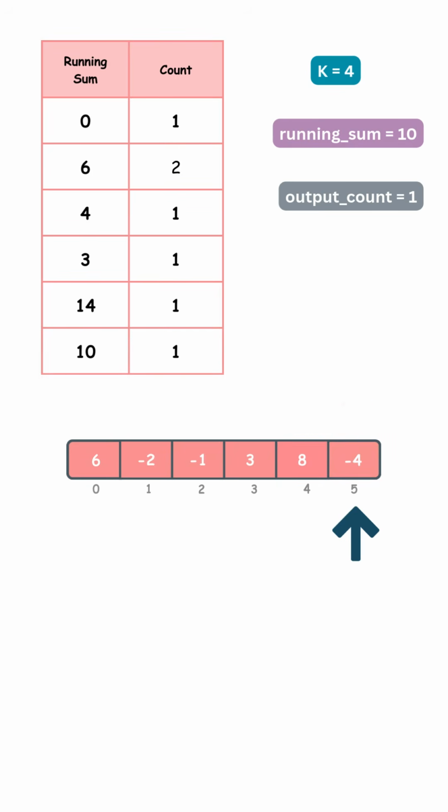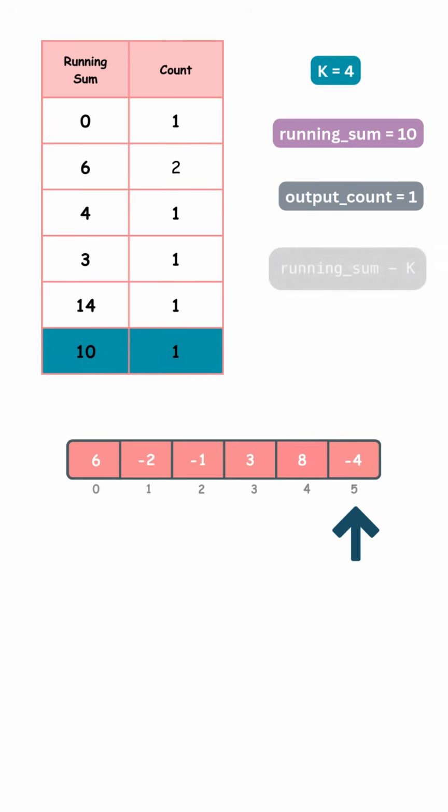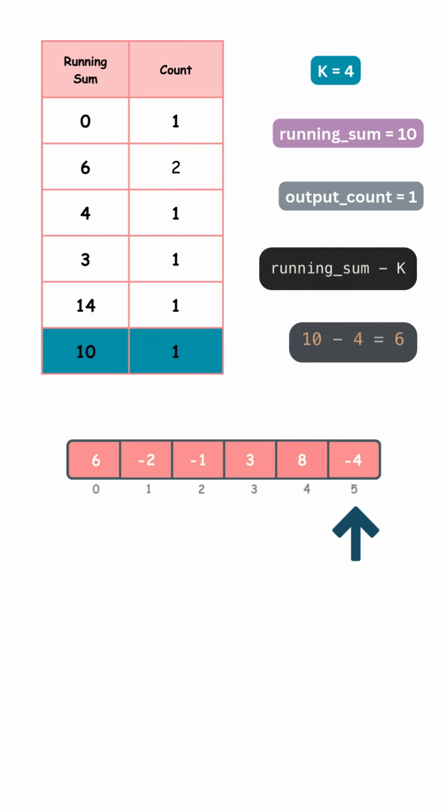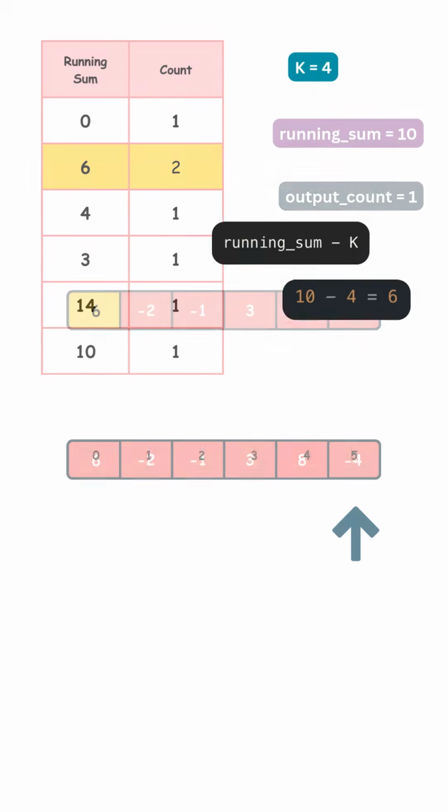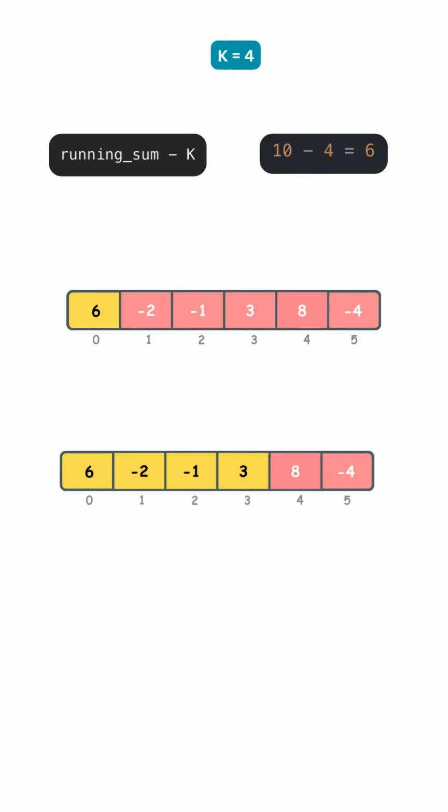At index 5, where the running sum is 10, let's subtract the target k from running sum, which results in 6. There are 2 occurrences of 6 in the hash map, meaning there are 2 running sums we found earlier in the array that added up to 6. This is the first running sum and this is the second one.